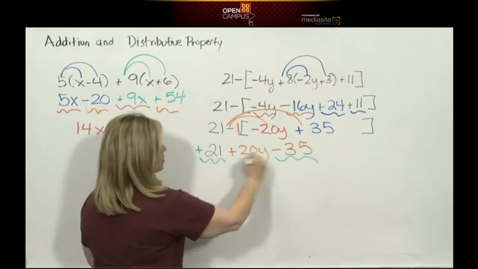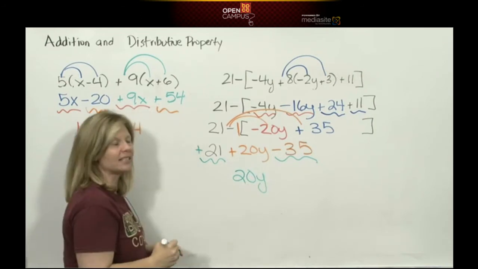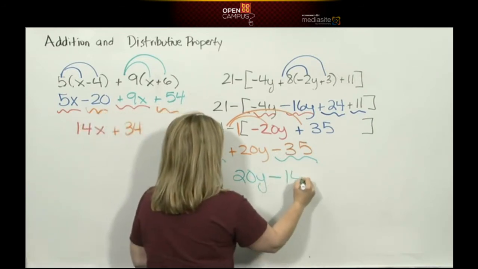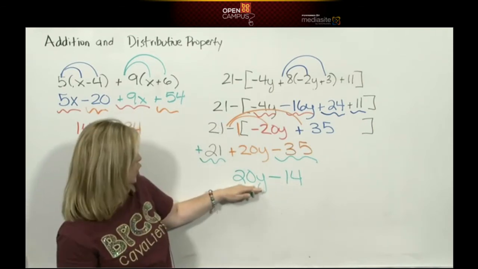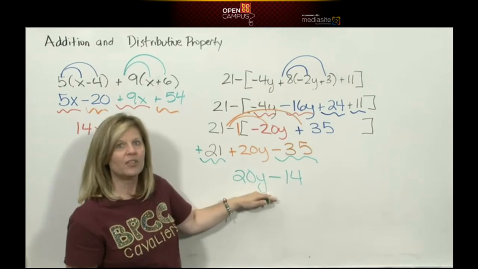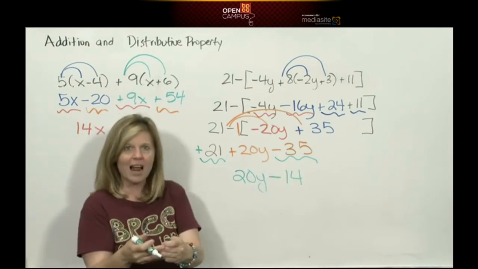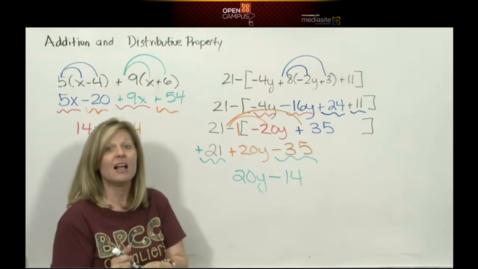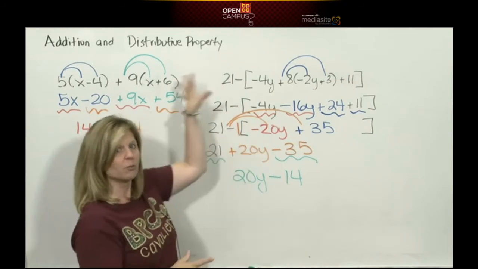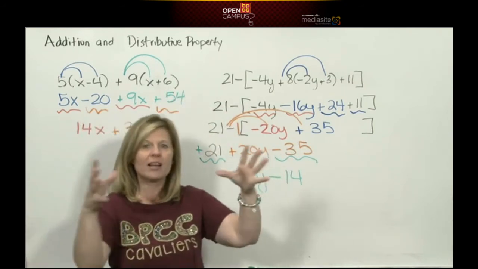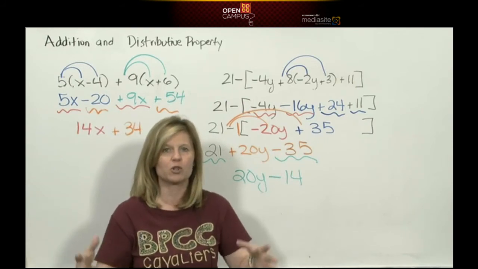When I write this polynomial in descending order, I do the variable first, so the 20y stays, and then I put the constant -14. I can't go any further because this term is not like this one. This has a y. This is 20 yo-yos. This is $14. They're not alike, so I can't put them together. That's how I know I'm done combining like terms. So the moral of the story is, before you can ever add, you have to get rid of your grouping symbols by doing the distributive property.